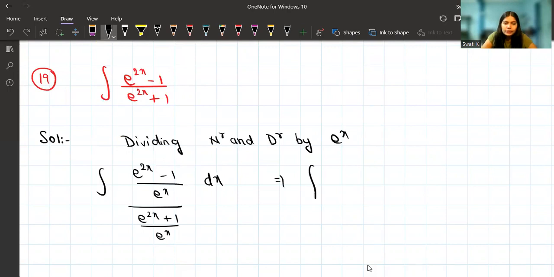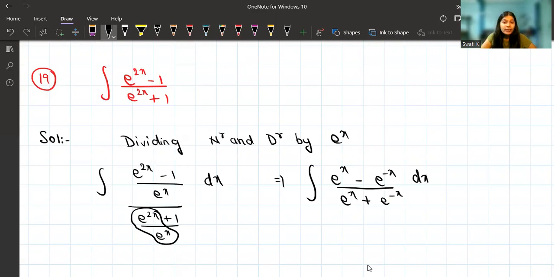Now, if you simplify this using the property of exponent, it will simply become e raised to 2x minus x, that is x, minus 1 upon e raised to x, of course it will become e raised to minus x. If you simplify e raised to 2x upon e raised to x using the property of exponent, this will become e raised to 2x minus x, that is e raised to x, plus 1 upon e raised to x, that is e raised to minus x.